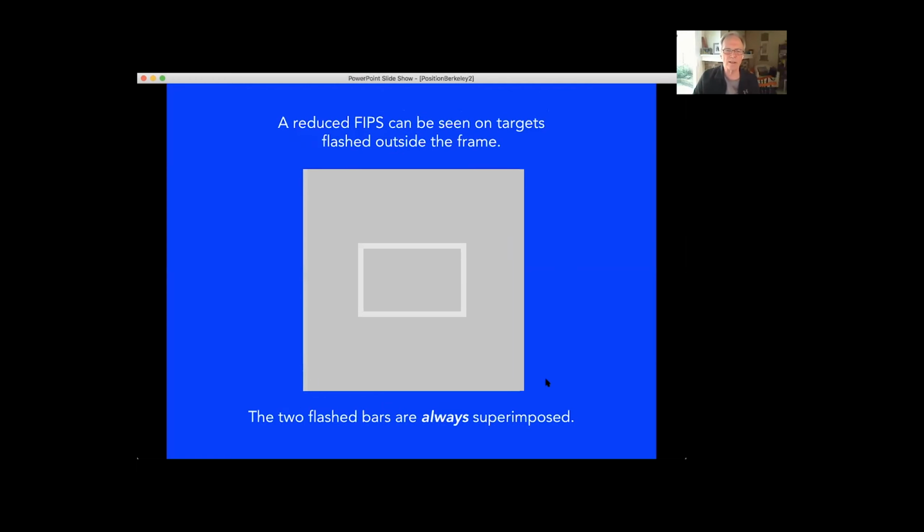Here's another question: does it really still work outside the frame? So look at these two bars, red and blue. They're actually superimposed. And when they get outside the frame, well, it depends on, I see some effects still outside the frame. Not as large as when they're inside the frame.